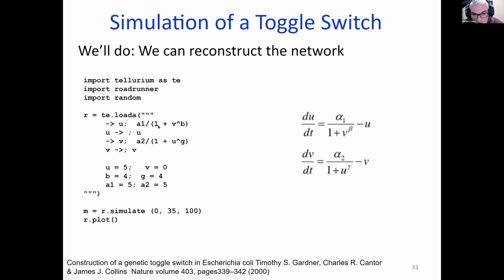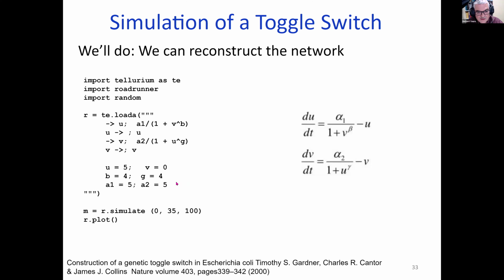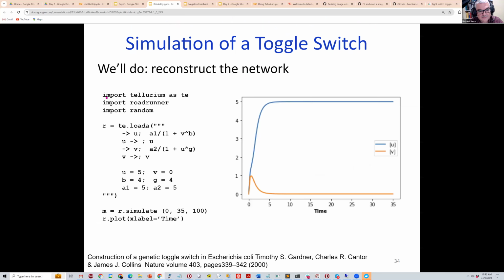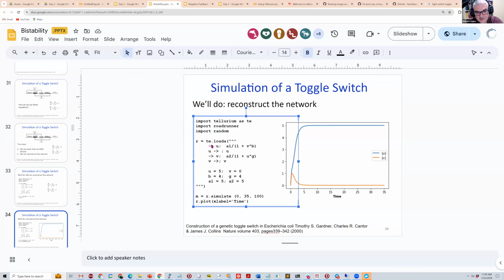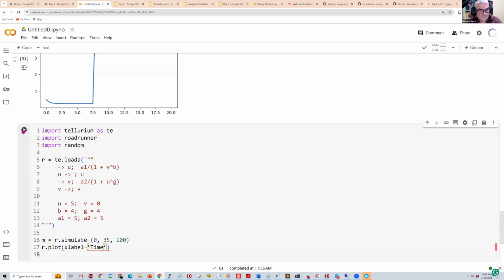Right? I could make it an activator just by putting V in the numerator as well. Right, but we want repressors. Remember the picture? It's repressing. Repressor 1 is repressing repressor 2, and repressor 2 is repressing repressor 1. So that's what I have to do here. Then I set up some initial conditions and run a simulation. So let's do that. It's better if we do this live, so you get a better feel for it.